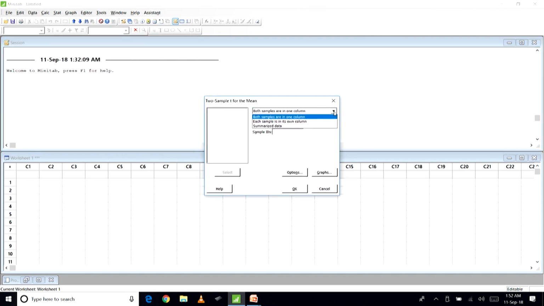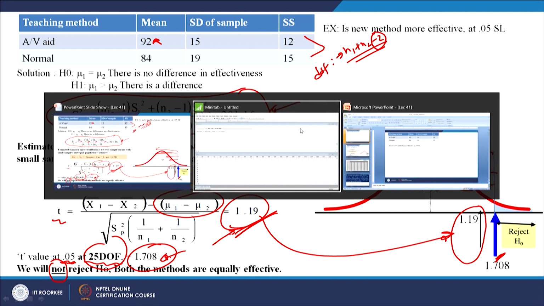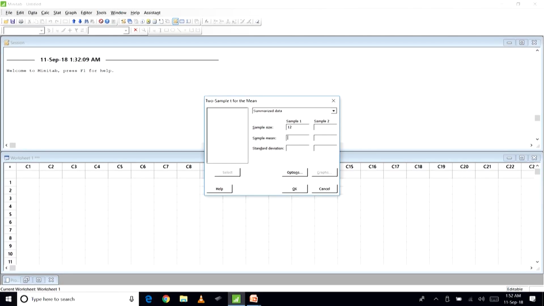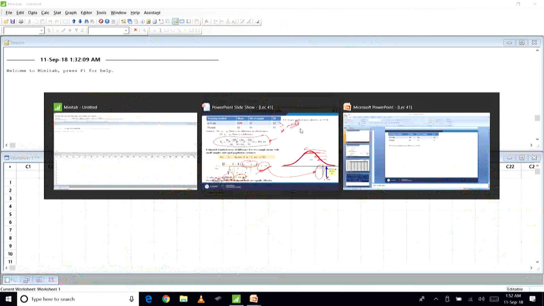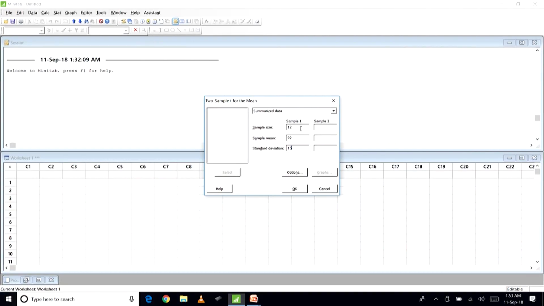Now, you can have values either in different columns or you can have summarized data. So, we will use the summarized data option. The sample size of the first sample is, let us say, 12, the mean is 12.92, and 15 is the standard deviation, right. Let us look at information about sample number 2. You have got 15, 84 and 19.